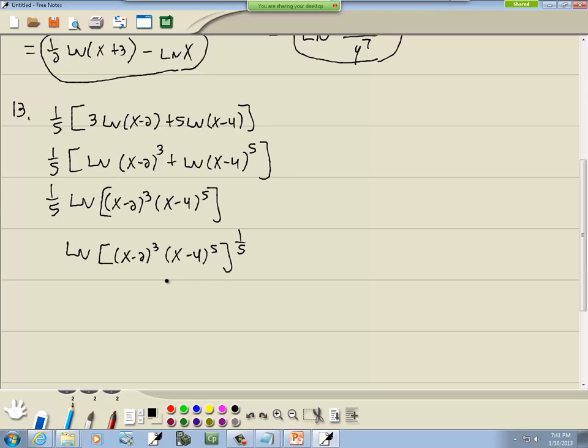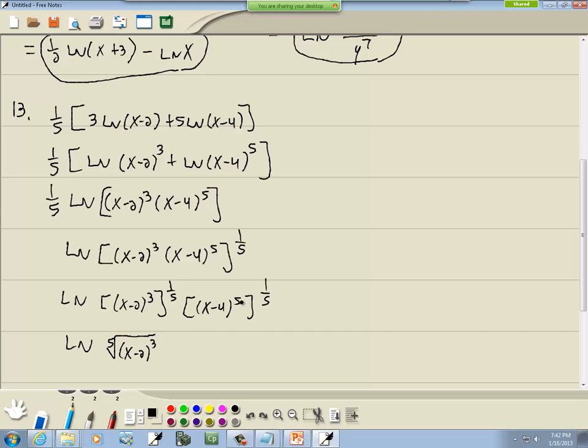So we have natural log of x minus 2 to the third, x minus 4 to the fifth, all raised to the 1/5 power. Now when you got an exponent and everything inside your parentheses or brackets is multiplication, you can take everything to that power. So we can take the x minus 2 to the third power to the 1/5 power. And we can take x minus 4 to the fifth power raised to 1/5 power. Well, can't really do anything with this first bracket. So this 1/5 power we can just put as the fifth root of x minus 2 to the third.